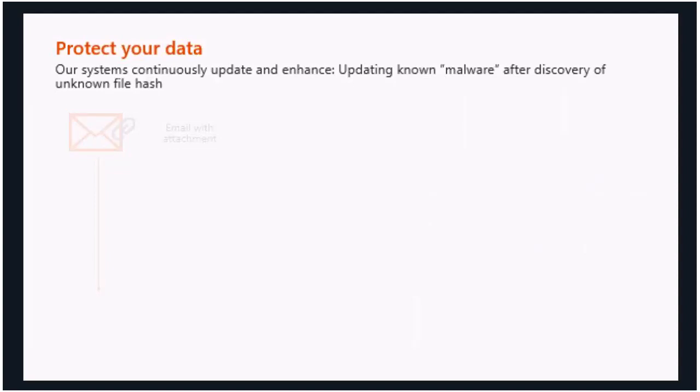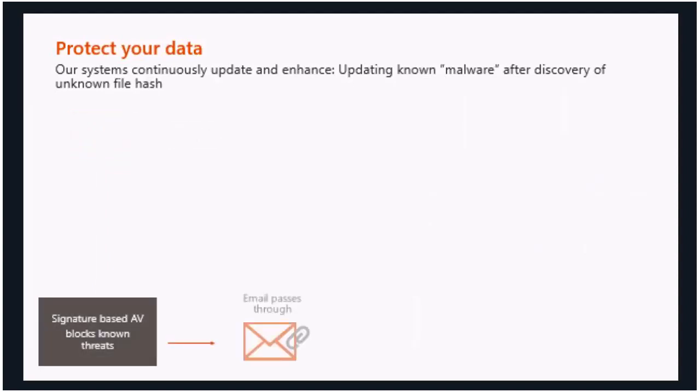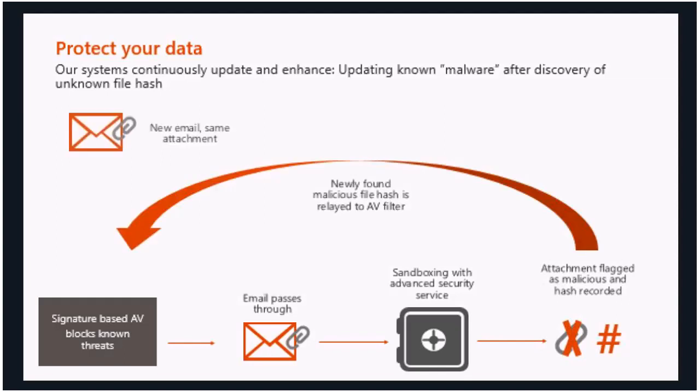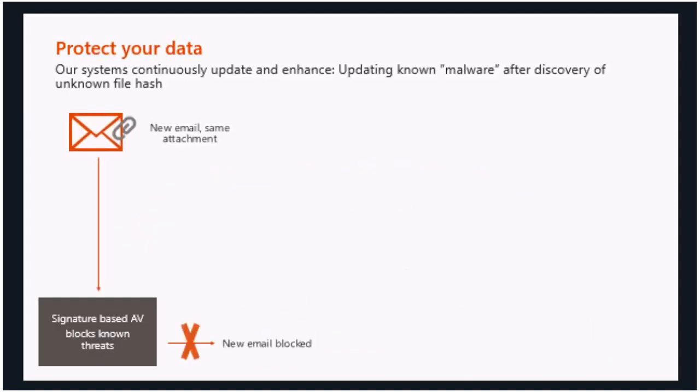So you get the email with an attachment. It gets through the signature-based Exchange Online protection. But then it goes over to the sandbox service. The sandbox says, hey, this thing's got some bad stuff in it. It goes back, updates the signature-based Exchange Online protection. A new email comes in. It's got the same attachment. It doesn't have to go through that process anymore. It already knows that this needs to be blocked. It's blocked, and we move on. Right? So we're constantly learning and incorporating those learnings along the way.